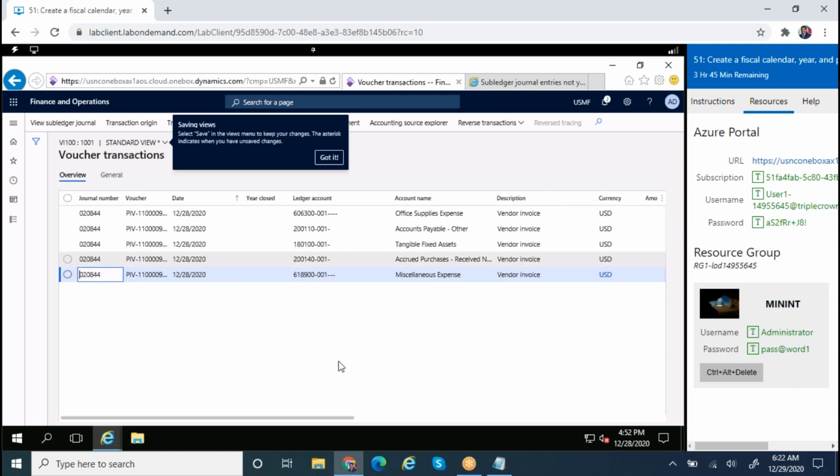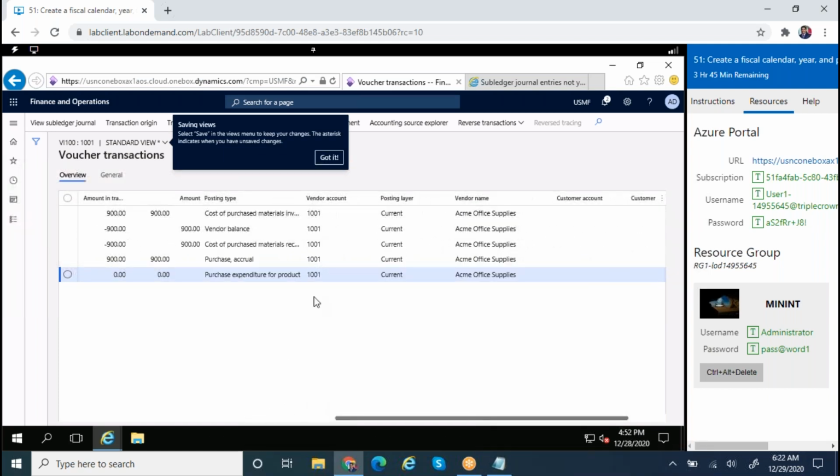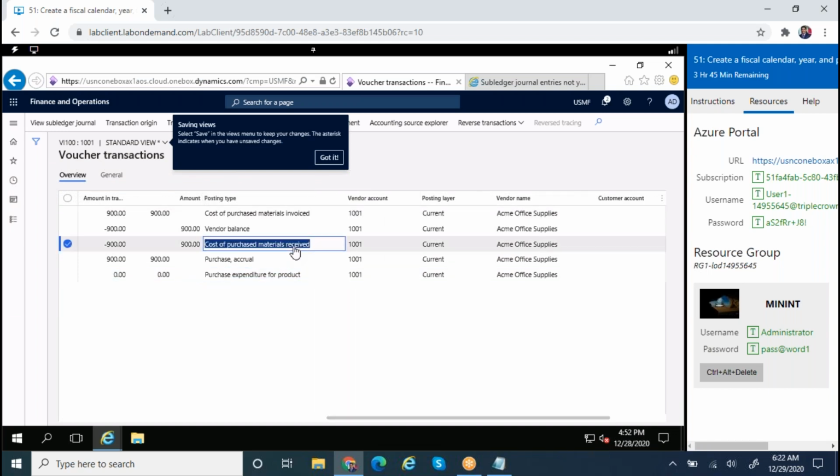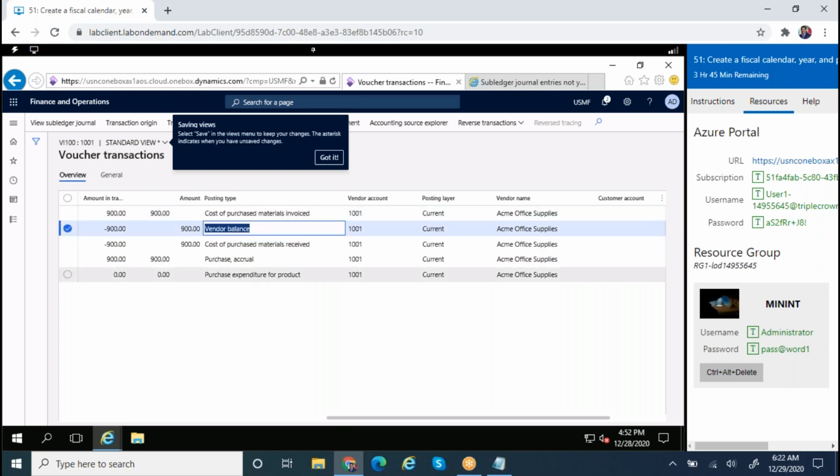Two entries are: purchase material received account debit and purchase accrual account credit. This is at the time of product receipt, that will be reversed, and the actual cost of material invoice account debit to vendor account credit is the actual account, and purchase expenditure for product 0. Am I right? Any doubt in this?